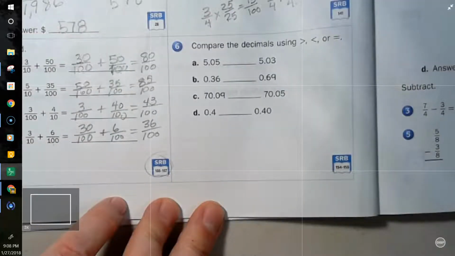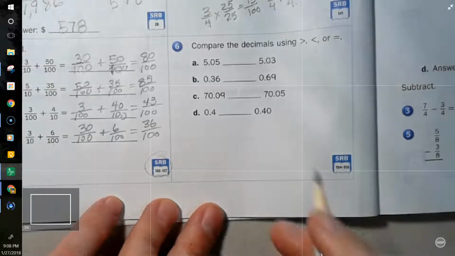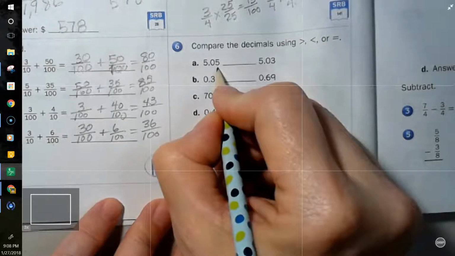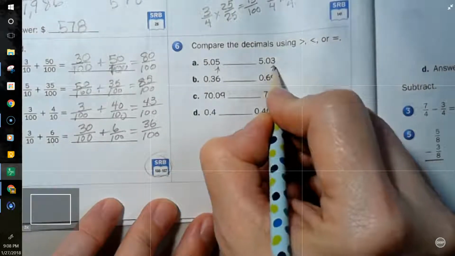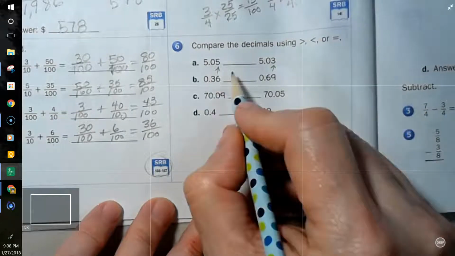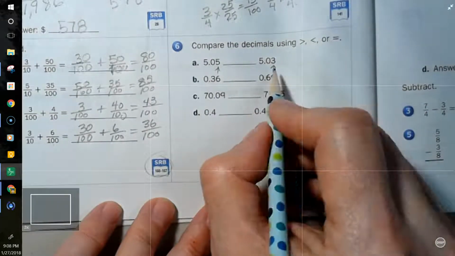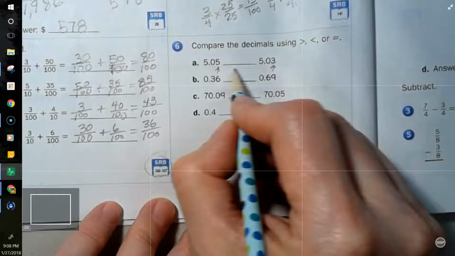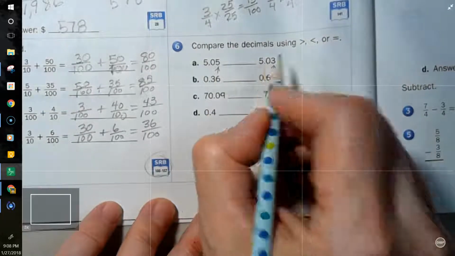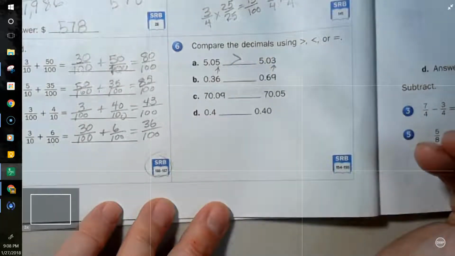And the next one is simply a comparison using greater than, less than, or equal to. Again, we need to think of this as a place value situation, and the larger place value will determine if the number is greater than or less than. For instance, in the first one, everything's the same until you get to the hundredths place. We'll use the hundredths place to determine which number is larger, and 5 is larger than 3, so this one is greater.